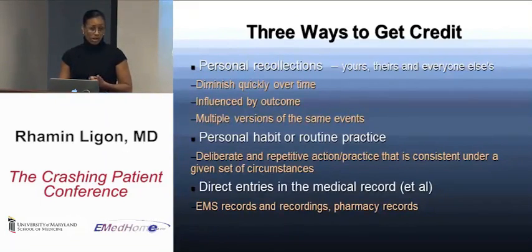It's also influenced by outcome. The reason that we're all getting together to review the chart is because something went terribly wrong. So when there's a negative outcome, everyone's opinions on what they did and how they did it may differ from what actually took place. And because there's more than one person involved, there are going to be multiple versions of the same event. So this is by far the worst way to recall what actually happened to the patient.